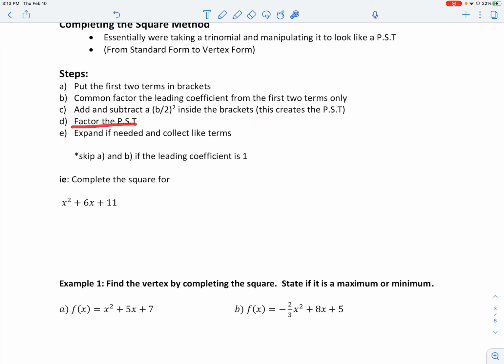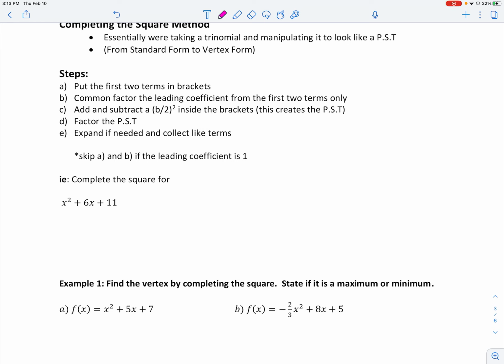Okay, and then we're going to factor the perfect square trinomial, and then we're going to expand and collect like terms. Okay, I put here a little note that says skip A and B if the leading coefficient is 1. So that's what we have in this first example, 1. So we're actually going to be able to skip these first 2 steps and just jump right to C. Okay, let's go ahead and do this.